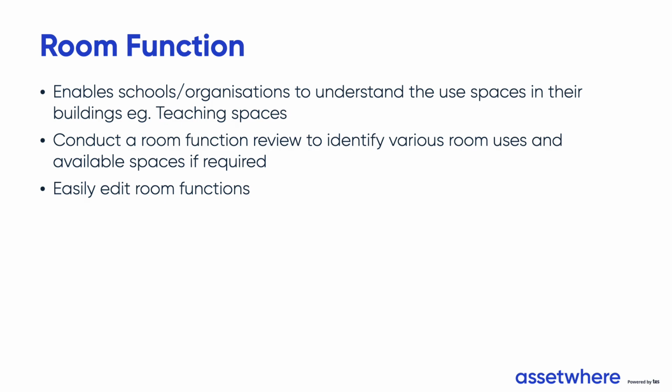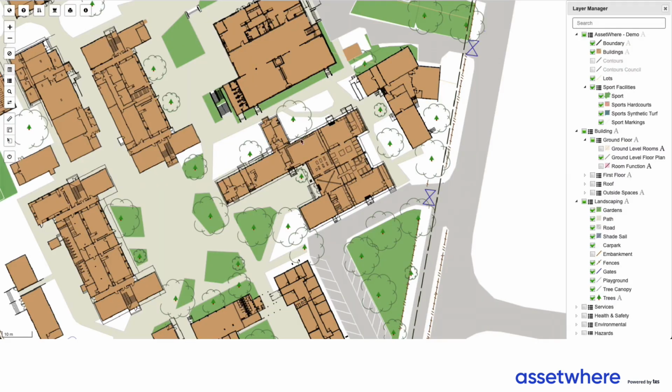And if they want to conduct a review, they can identify, for example, they need more teaching workspaces, teaching spaces. So what rooms could they potentially convert? And they can easily edit the room functions. So let's have a look. Come into AssetWhere and I'm going to select the ground level rooms.